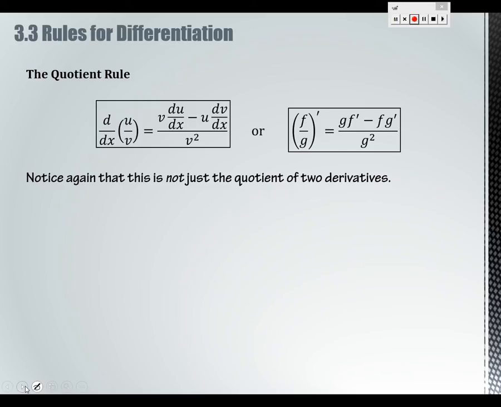Let's again note that this is not just... It's very tempting when you first encounter the objects of calculus to think, oh, the derivative of the quotient is just going to be the derivative over the derivative. Well, not quite. It's quite a bit more complicated, as you can see here. Here's a function that we've never been able to take the derivative of before. So let's give it a try, and to the extent possible, simplify the result.